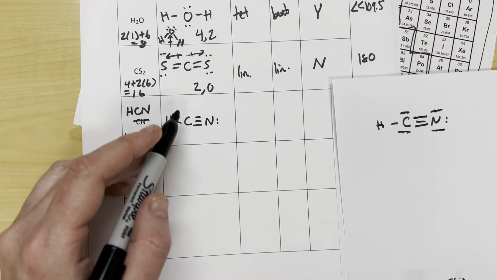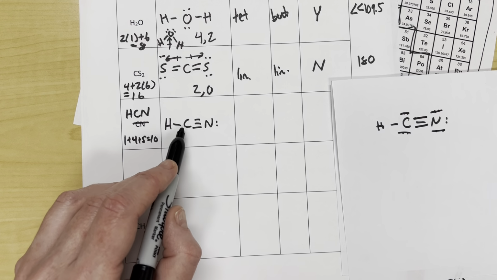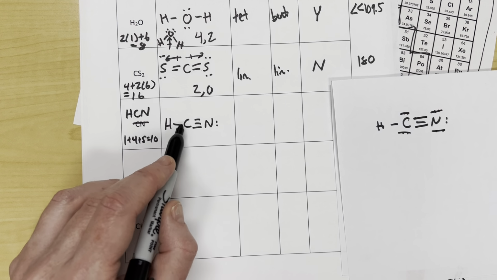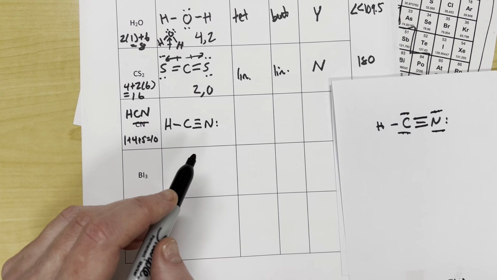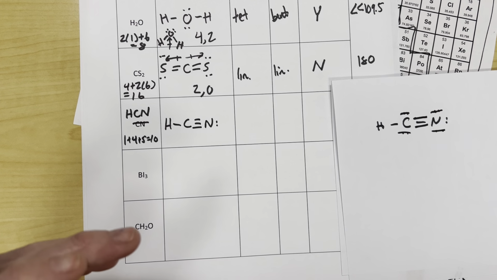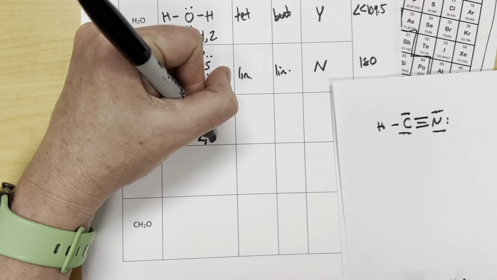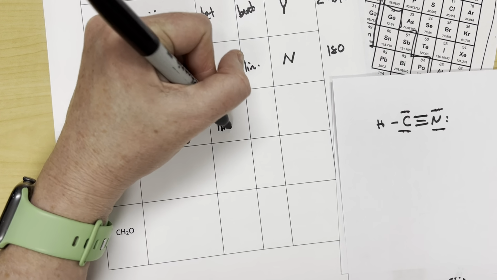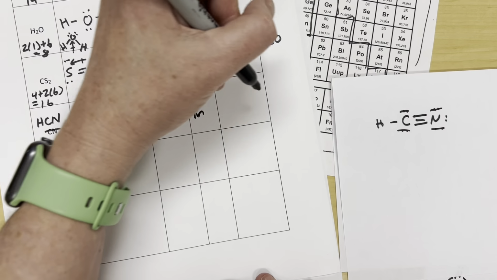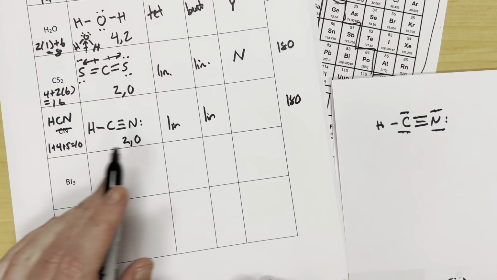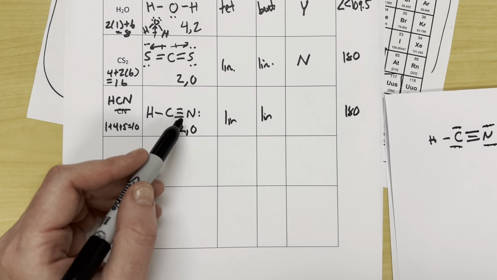When I look to see its shape, I see it's got 1, 2 electron groups. Remember, it doesn't matter if they're single or double or triple. If they're together, they're just 1 electron group. So 1, 2 electron groups coming off that thing, 0 lone pairs. We're looking at another linear situation, 180. And then the polarity, let's find out.